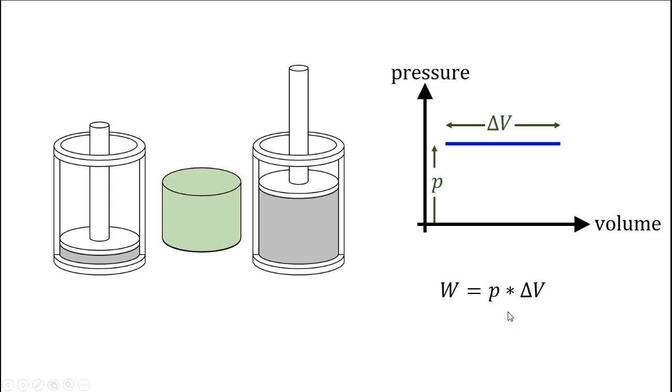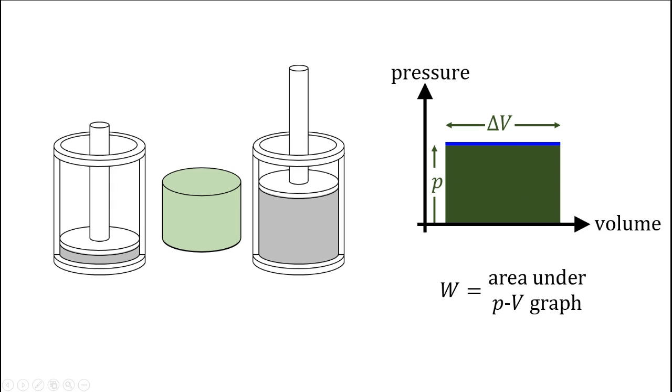But wait a second. Pressure times delta V, that's base times height. This expression, P times delta V, is simply the area under the graph. And so the work that is done by the gas is equal to the area under the graph.